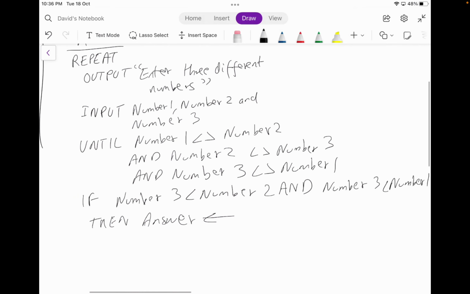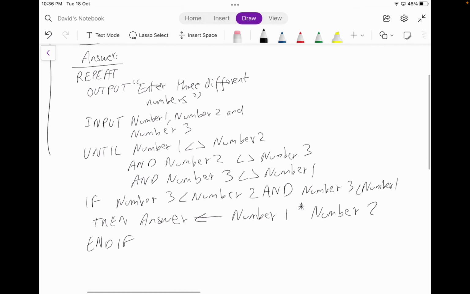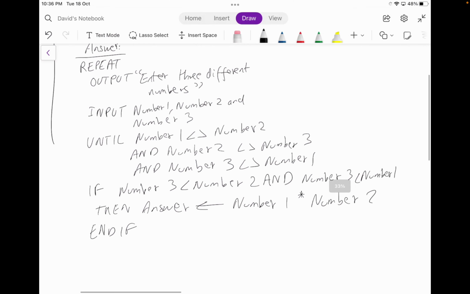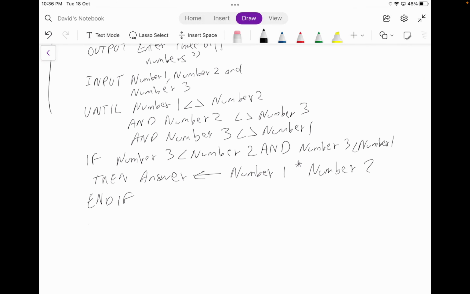In this case, the answer is just going to be the largest numbers multiplied together, number 1 multiplied by number 2. Then we're just going to write an END IF clause there. So this is the basic step for writing down if number 3 is less than. Now once we have written END IF, we have to make the other statement. This is not the end, we have to write some more.